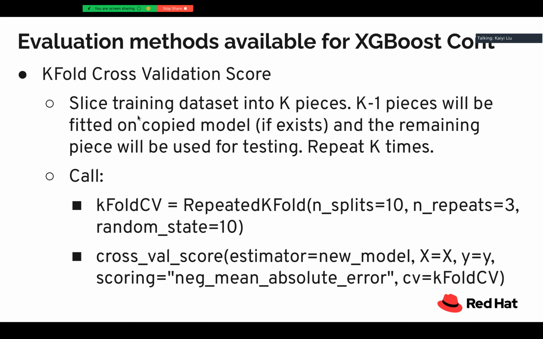And if you want to decrease the variance even more, you can use repeated k-fold cross-validation, which is shown here. And here you would just specify a number of repetitions you want to do, and each time you repeat, you would randomize all of the data again.